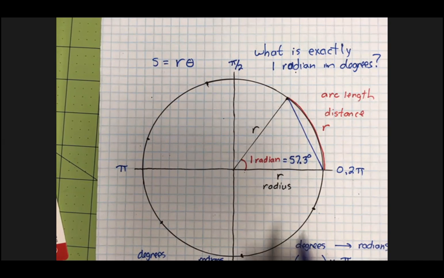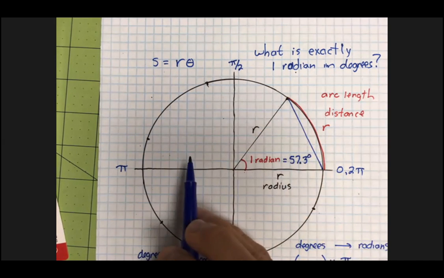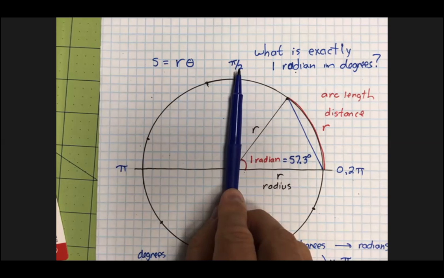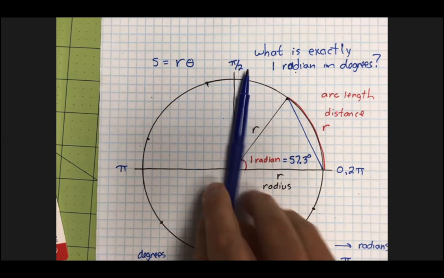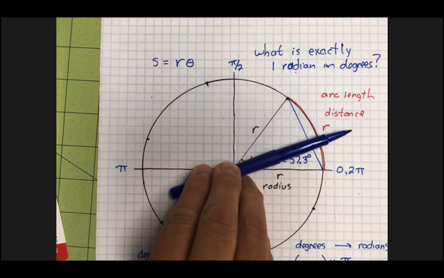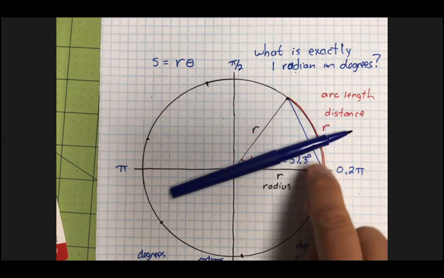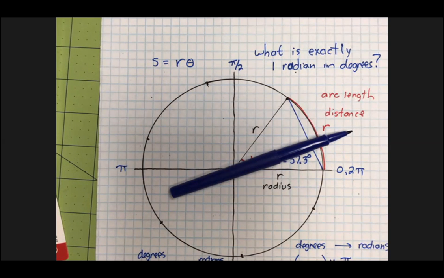You could visualize pi over 12 as being 1/12 of the way to pi. This is 1/2 of the way to pi. This is 1/4 of the way to pi, 45 degrees. 1/12 would be 1/3 of 1/4. That's the 15 degrees. So pi over 12 would be 15 degrees, or 1/12 of the way to pi.